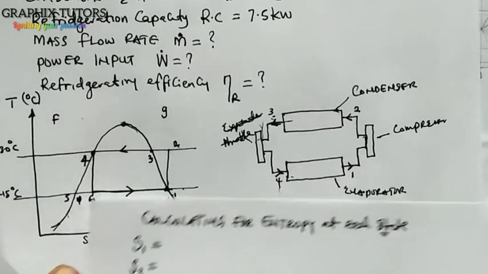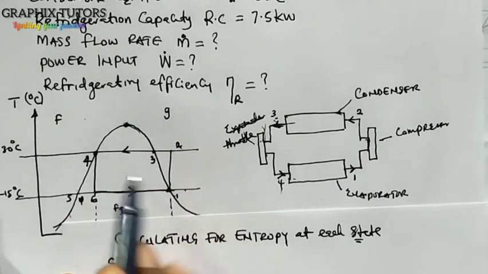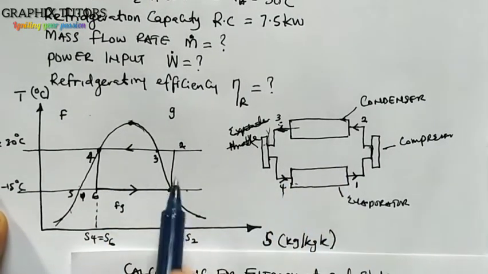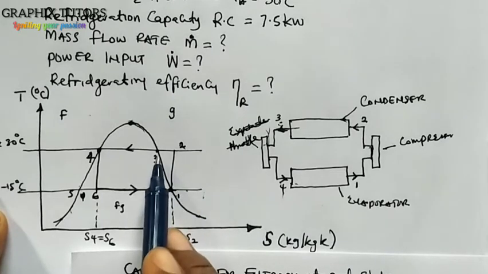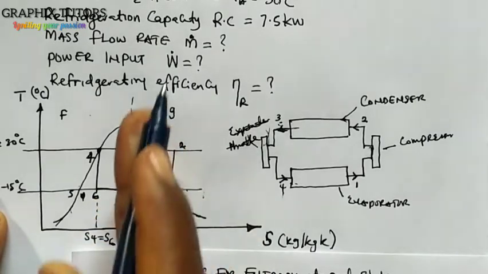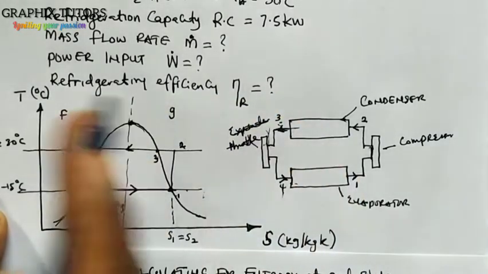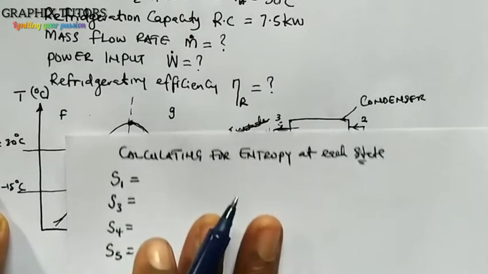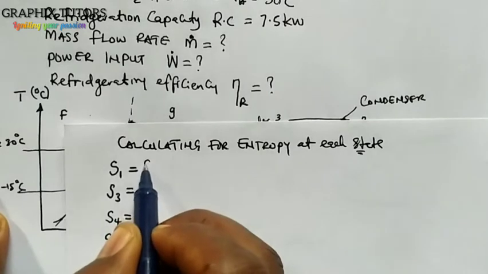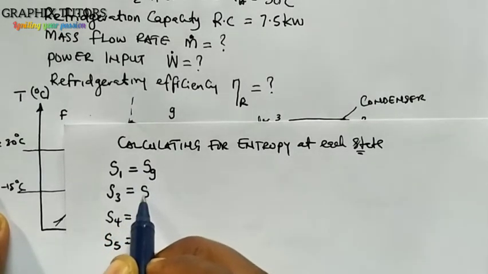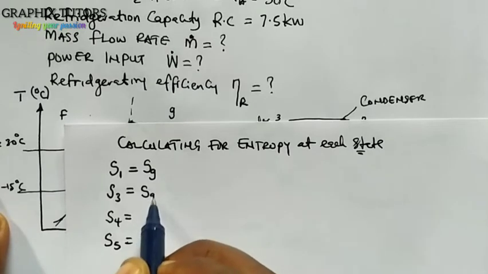Now if you look at this, anything that falls at the left hand side is liquid, the right hand side is gas, and S1 falls at the right hand side, and S3 also falls at the right hand side. Because when you divide this into two, this is the right hand side and this is the left hand side. So since S1 and S3 are falling there, both of them are Sg, they are gas. So entropy at state 1 is a gas, entropy at state 3 is also a gas.